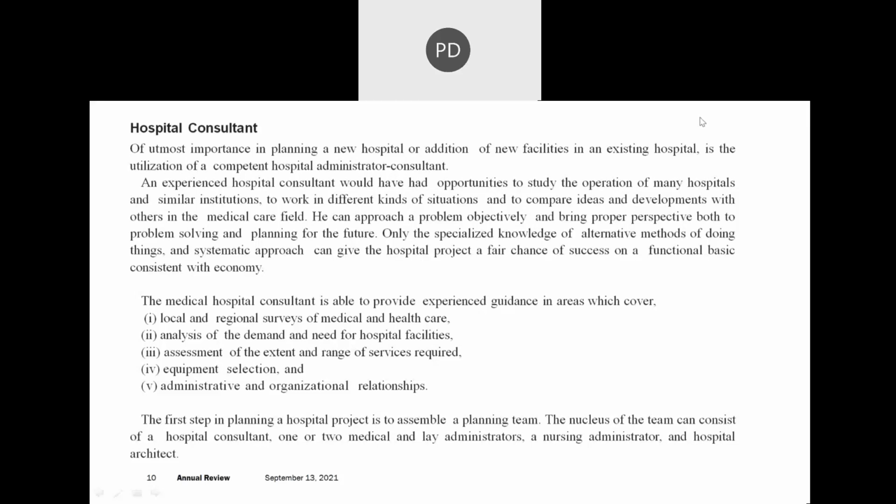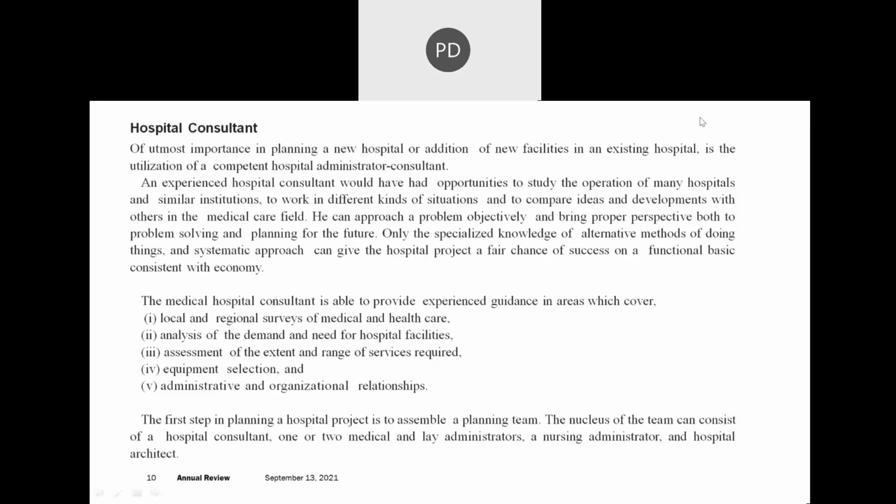I'll be going to a consultant, not a specific person, but basically there are organizations who give consultancy. Maybe I'll give an example of Hospex or Hosmec. There is some good consultancy. These people are good consultancy for making a hospital. Let me go to Hosmec.